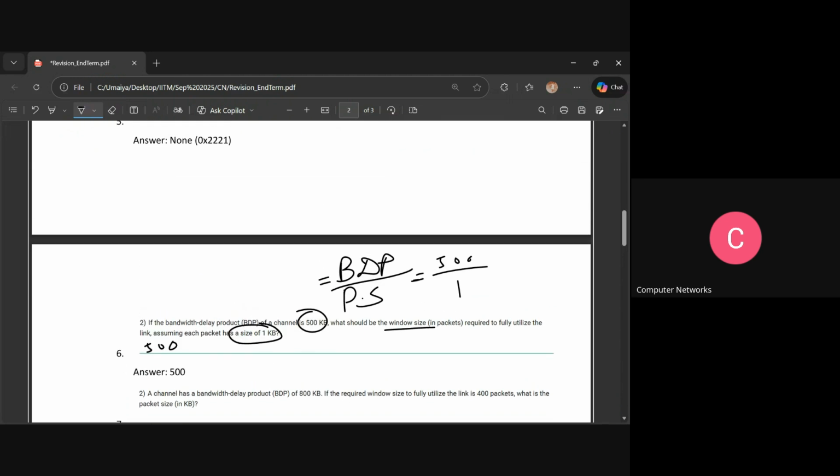And here is the next question. A channel has a bandwidth delay product BDP of 800 KB, and the required window size to fully utilize the link is 400. So what is the packet size? That will be BDP divided by window size. Here it is the same formula the other way around. So packet size is equal to BDP divided by WS. That's it.